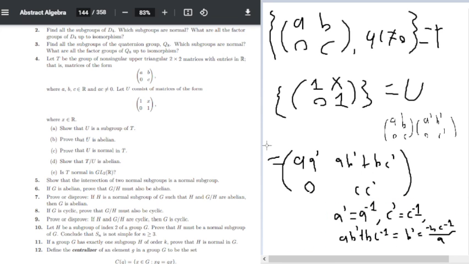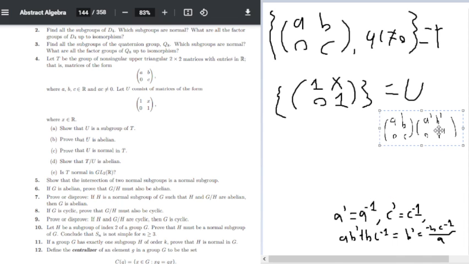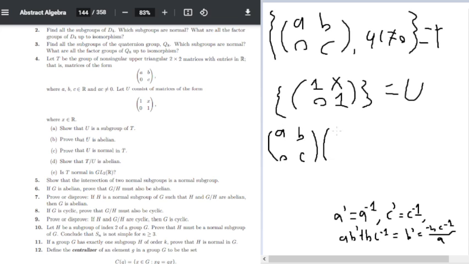So what we need to show is that multiplying on the left and right by any matrix and its inverse gives us another element in this. So we're going to have a, b, 0, c, 1, x, 0, 1, a to the negative 1, negative b c to the negative 1 over a, 0, c to the negative 1.